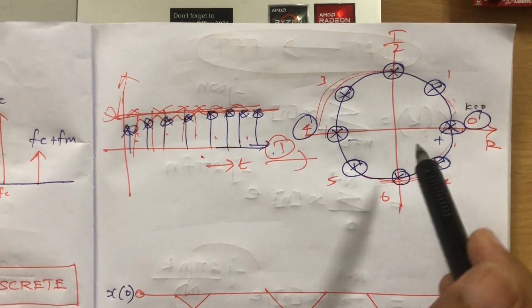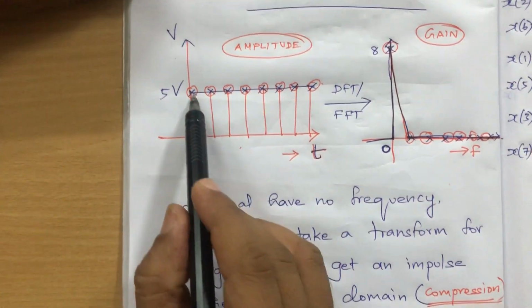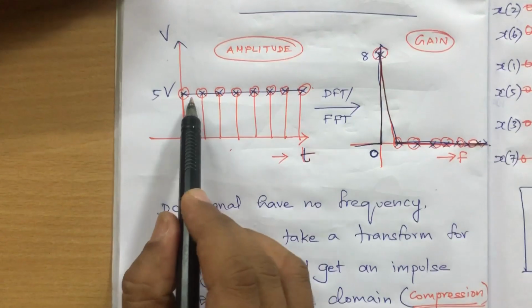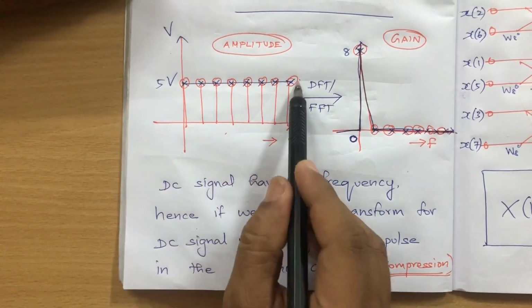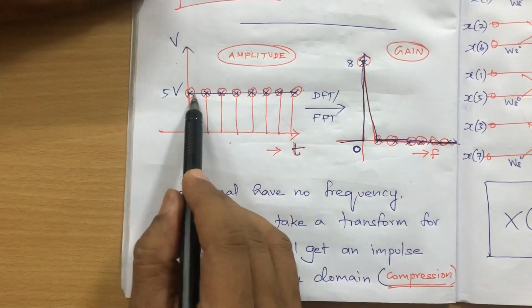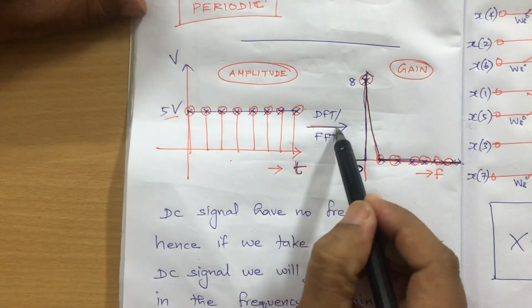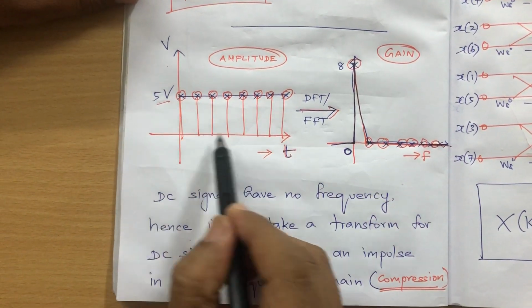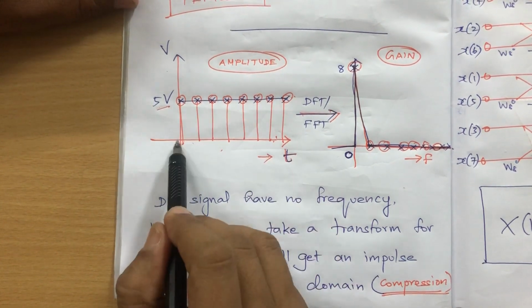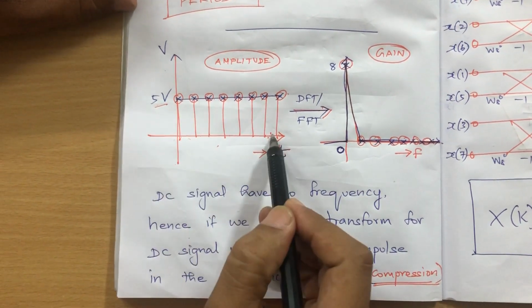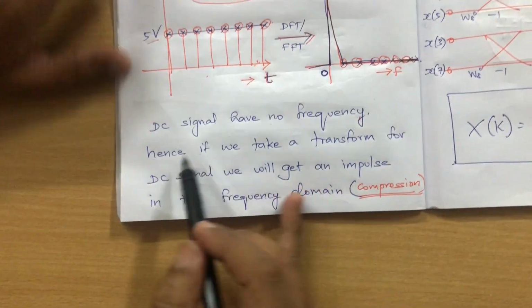Okay. So coming to this DC signal as discussed, there is a 5-volt DC signal, and if you are going to take 8 samples, all the 8 samples are unique. Let us say it is 5 volts. When you take a transform for these 8 discrete time samples, you will get the frequency term. What is the frequency term? Frequency term is 0. A DC signal has no frequency.